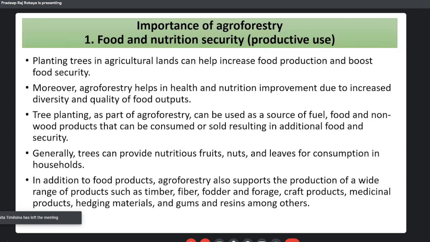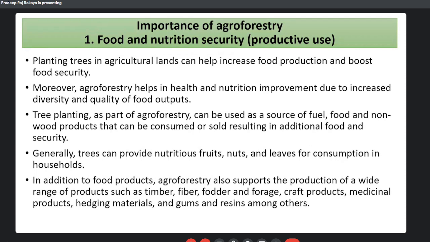The tree planting, a part of agroforestry, can be used as a source of fuel, food, and non-wood products that can be consumed or sold, resulting in improved food security. Trees can provide nutritious food, nuts, and leaves for consumption in the household.